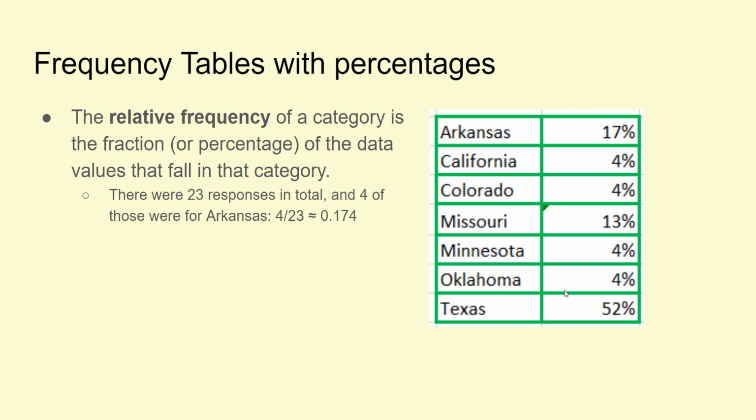Since there were 23 responses in total, and 4 of the students said that they were from Arkansas, then we compare the frequency of the students from Arkansas with the total amount. 4 divided by 23, this is your relative frequency, but often it's given as a percentage, so that is where the 17% came from, rounded to the nearest ones place.